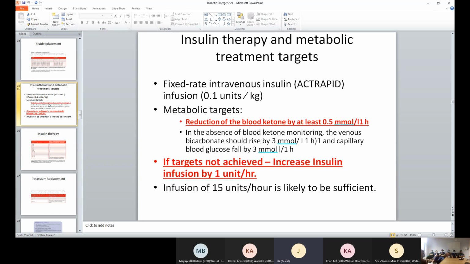Another important thing when you're starting the intravenous insulin: you should consider whether they are already known diabetic. The long-acting ones should be given. If they are already on a long-acting insulin, that should be continued alongside the Actrapid, if they are due for it. So you should continue the long-acting insulin.